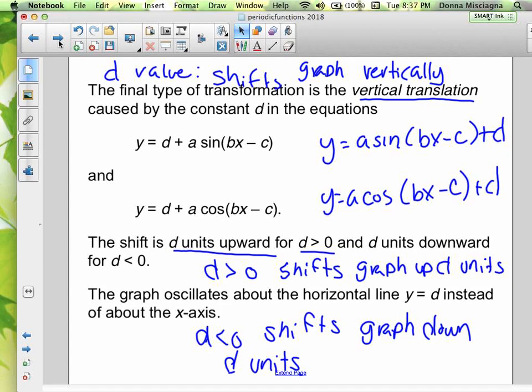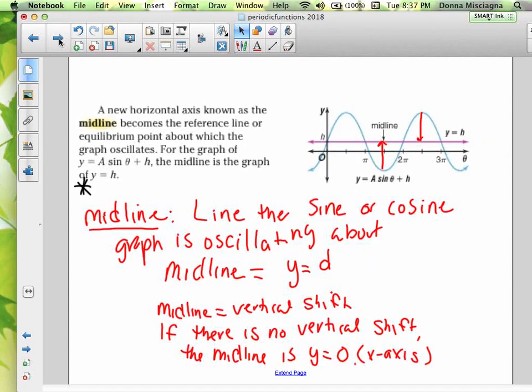So it's up if it's positive. If d is greater than 0, you shift the graph up d units. If d is less than 0, you shift the graph down d units. That's all there is to vertical shifts. They are pretty easy. They're just like all of our other graphs. Matter of fact, all of our horizontal and vertical transformations are exactly the same. Only sine and cosine have period and amplitude, but the rest is the same.